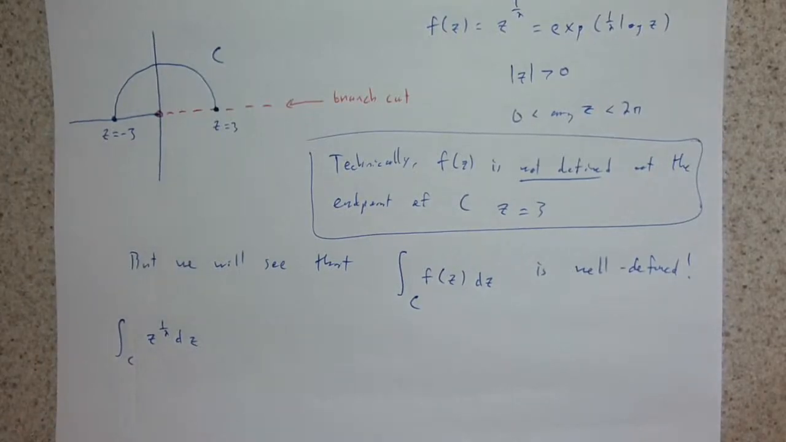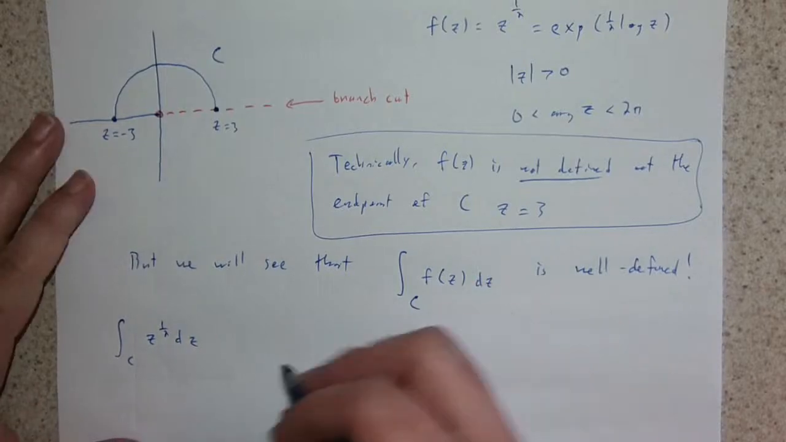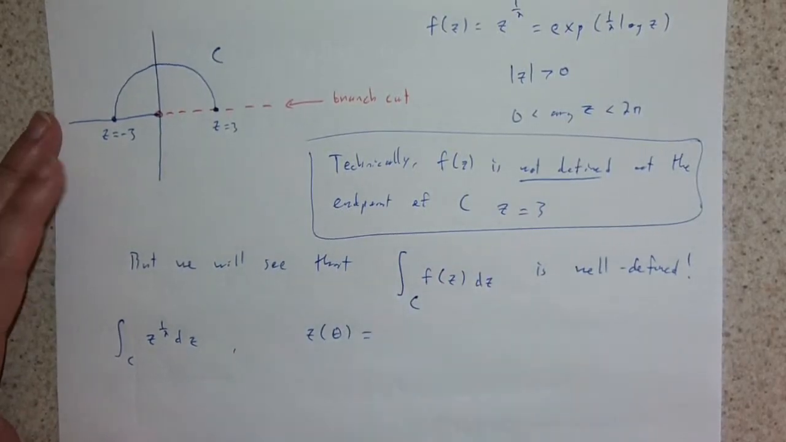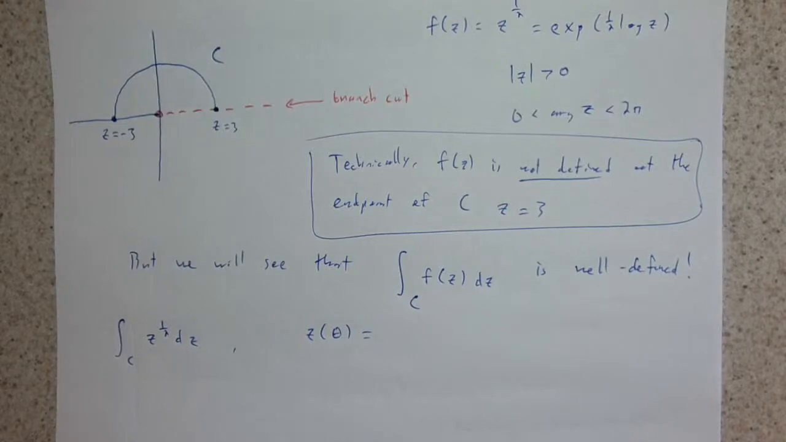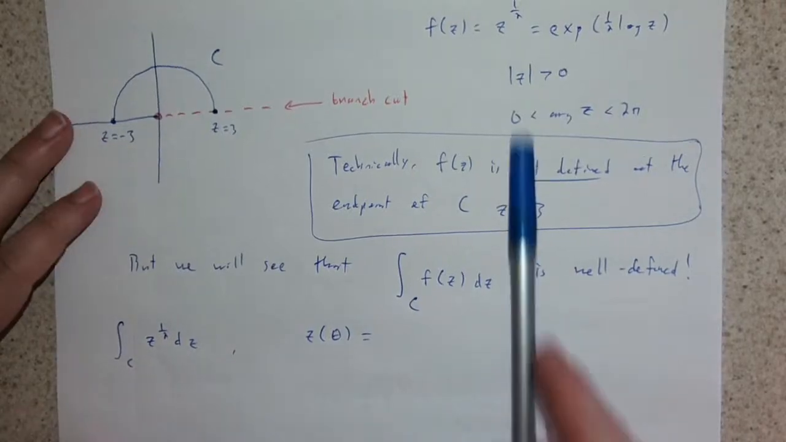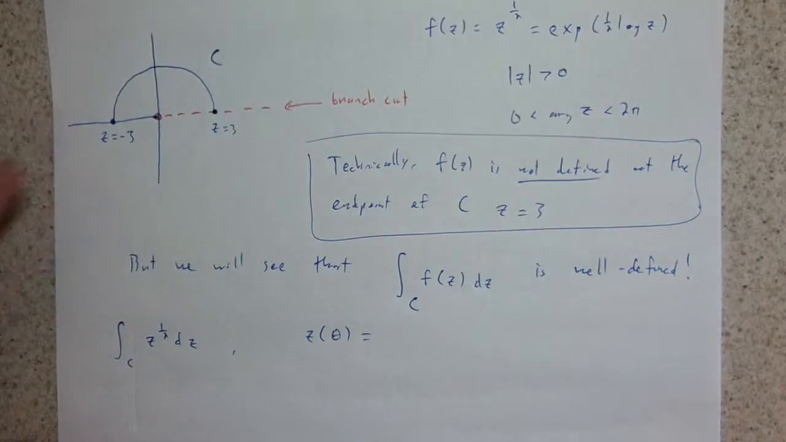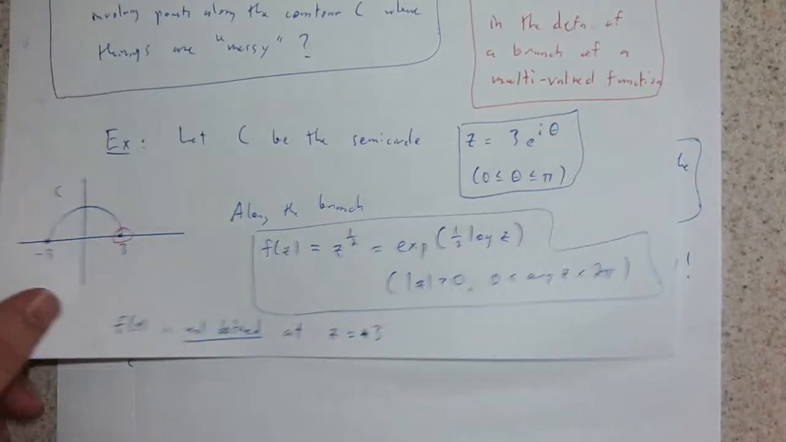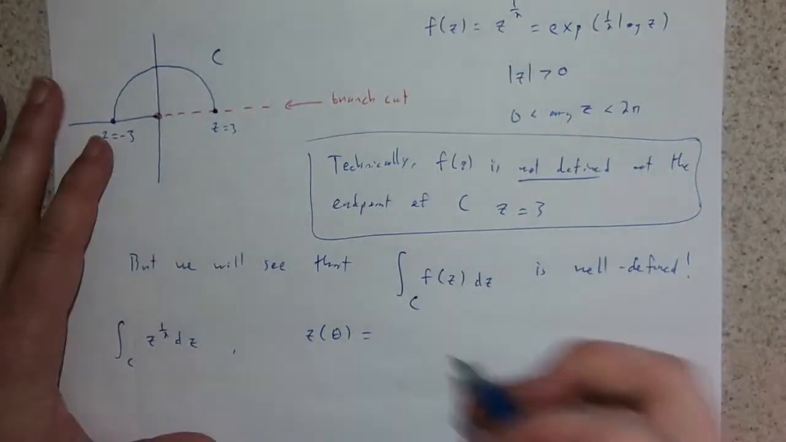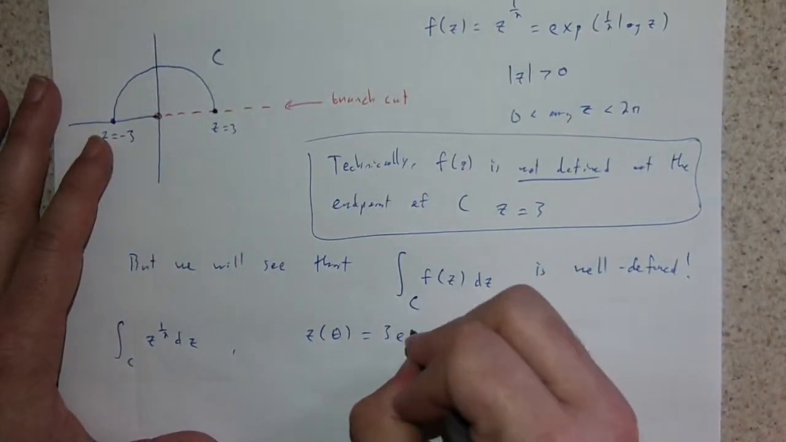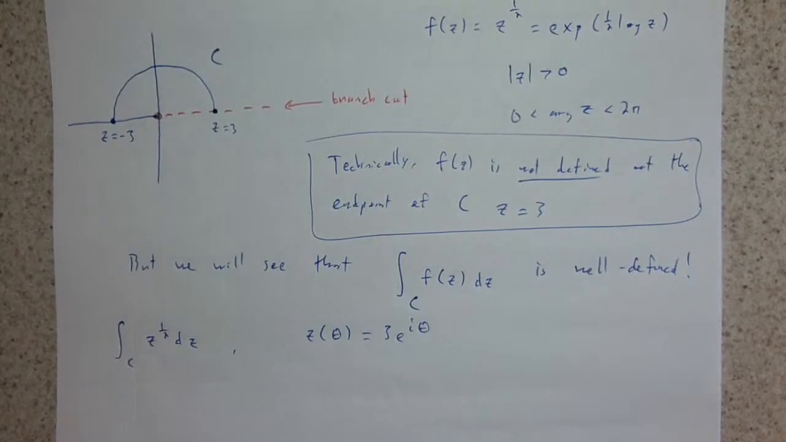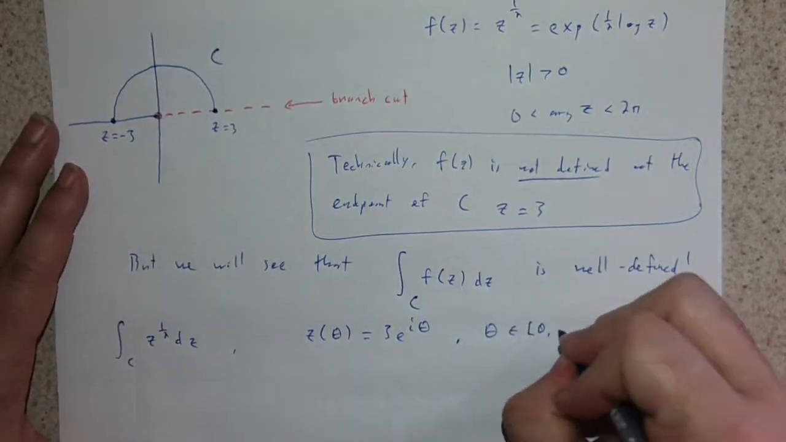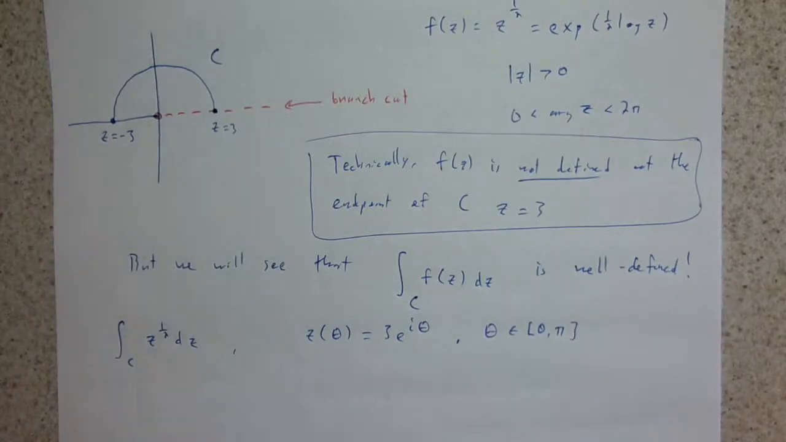All right. So first of all, let's look at z of theta. What is z of theta here? This is going to be my parametrization of C. Well, C had a very simple description. It was just 3e to the i theta. So z of theta is 3e to the i theta. Theta is in the interval from 0 to pi here.